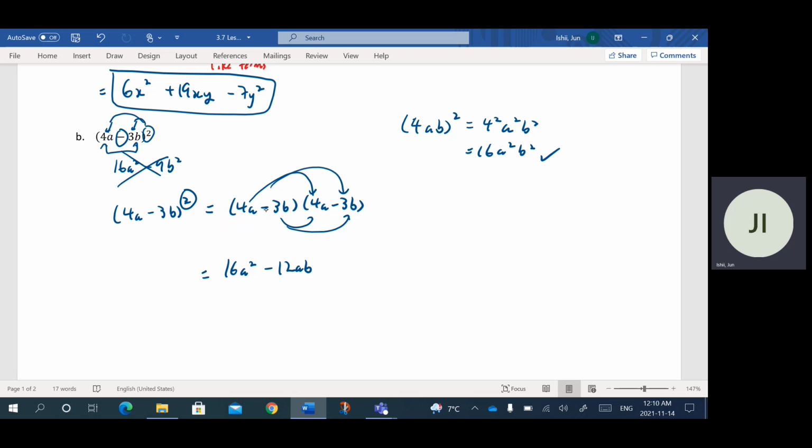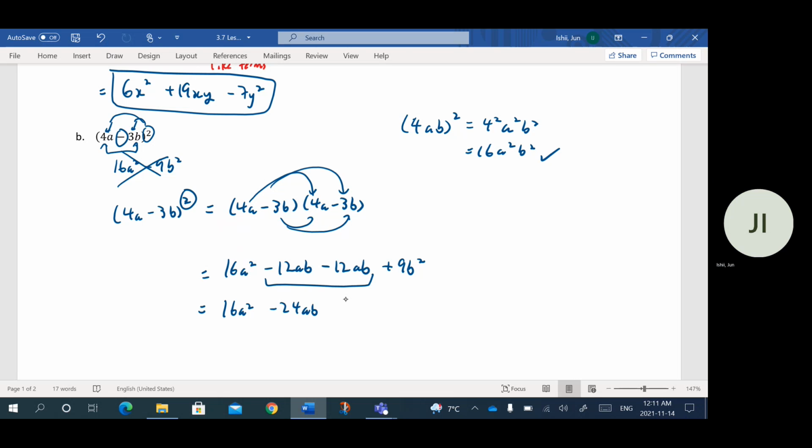Then we also have the inside term. So negative 3b times 4a is negative 12BA, but I'm just going to write it as AB, because you already multiplied, doesn't matter. And then the last one, negative 3b times negative 3b is positive 9b squared. And if you collect your like terms here, you get 16a squared minus 24ab plus 9b squared.